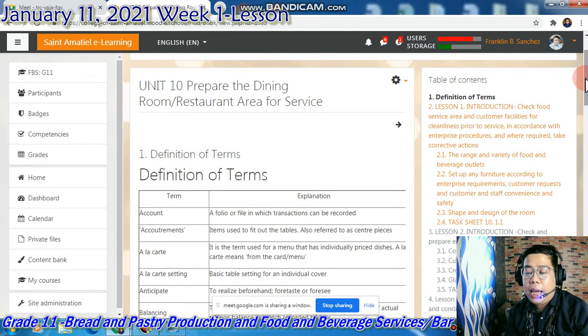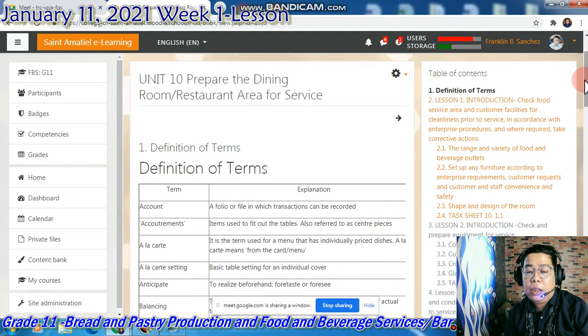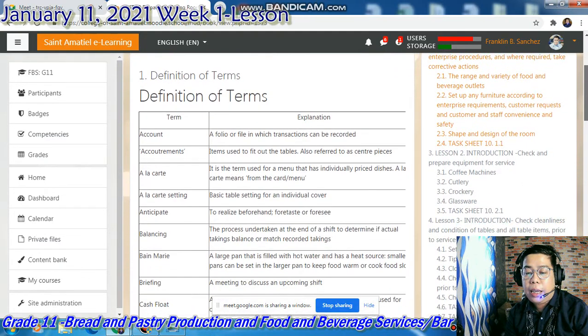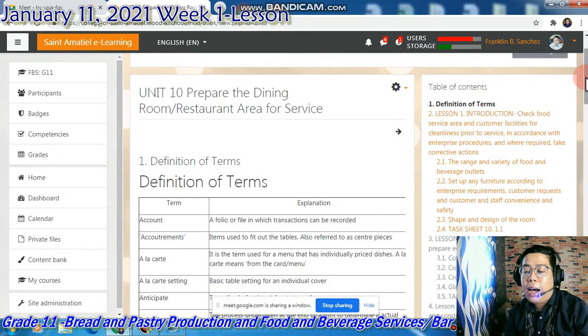Ayan, yung naka-orange, yan yung naka-open, which is yan po yung ating lesson. For the lesson 1, we have the definition of terms ulit. So, from A to Z ulit yan. So, kailangan nating alamin kung anong mga ibig sabihin ng mga bawat definition. Kasi po, yan po yung mga ginagamit na terms na all throughout on our third quarter.